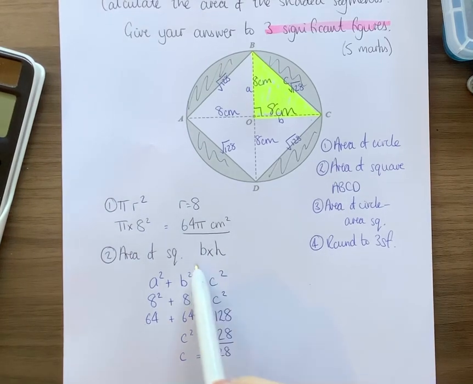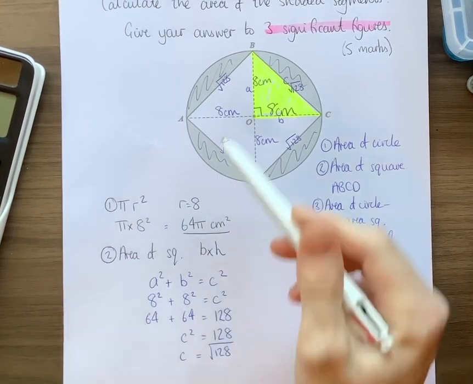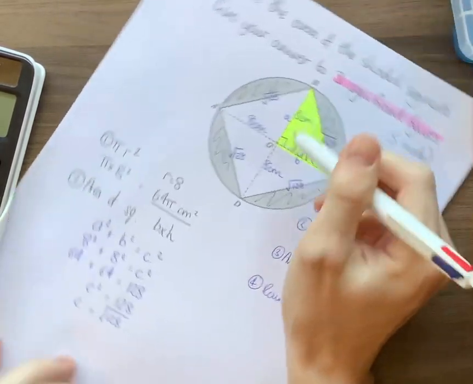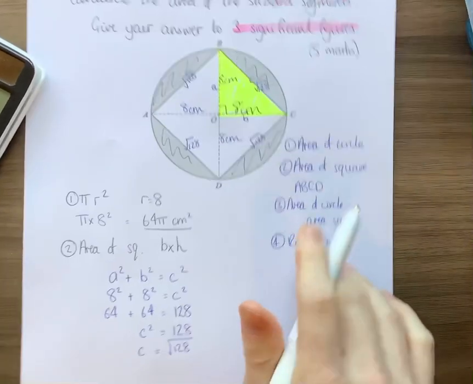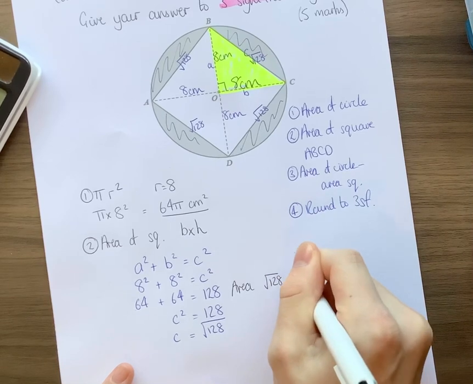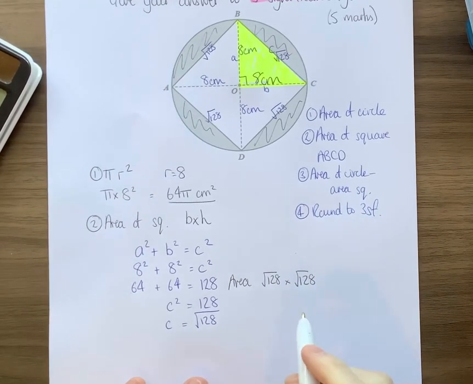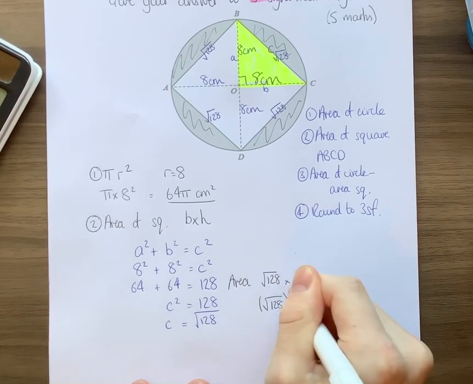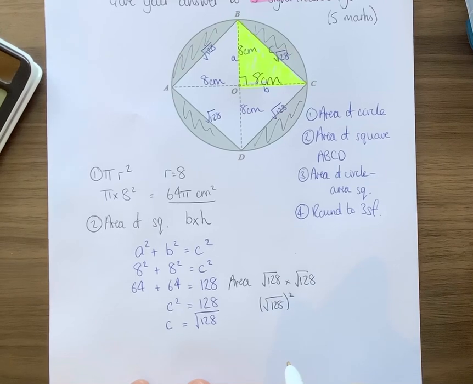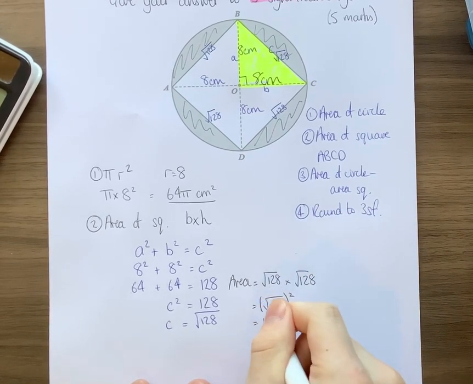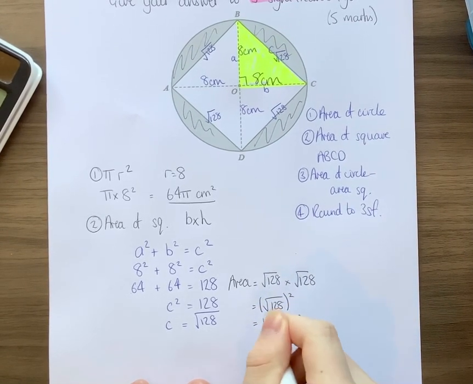Now, I haven't actually worked out the area of the square at this point. I need to do base times height. Well, the base of the square is root 128, with the height also being root 128. So to get the area, I'm going to do root 128 times root 128. Okay? Now, actually, what I'm doing here, if I'm timesing something by itself, I'm squaring it. So I've got a square root and a squared. They are the inverse of each other. So actually root 128 times root 128 is just 128 centimetres squared.